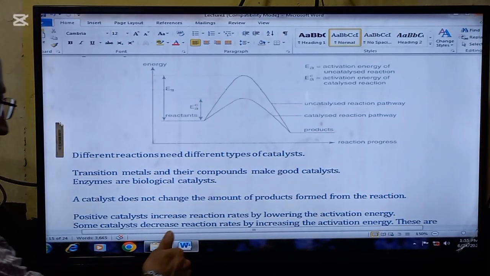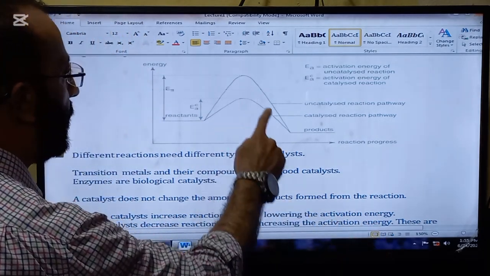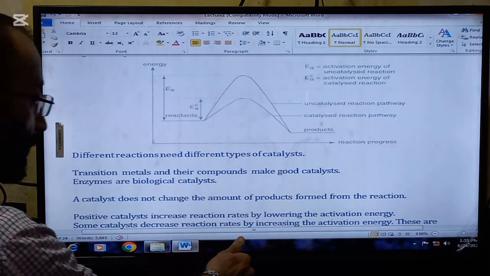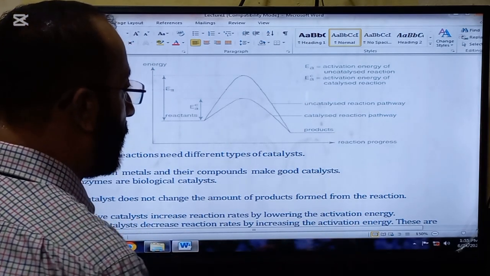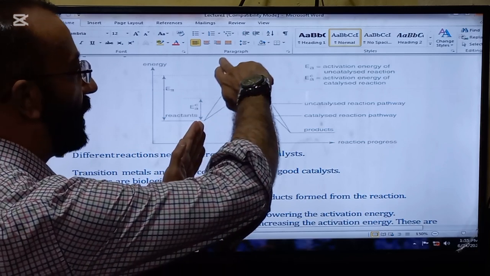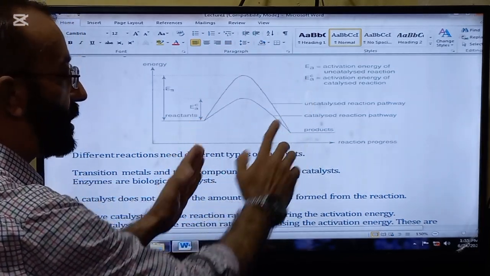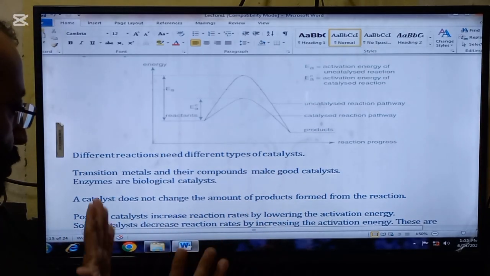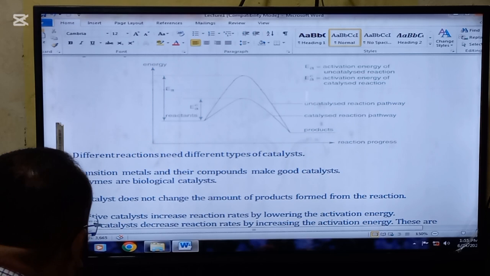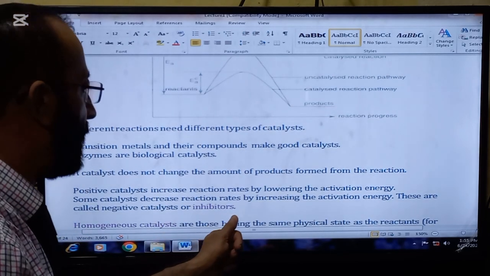Positive catalysts increase the reaction rates by lowering the activation energy, like in this figure. Some catalysts decrease the reaction rates by increasing the activation energy. So they actually create a path with higher activation energy so that the reaction speed can be decreased to make some observations. These types of catalysts are called negative catalysts or inhibitors.